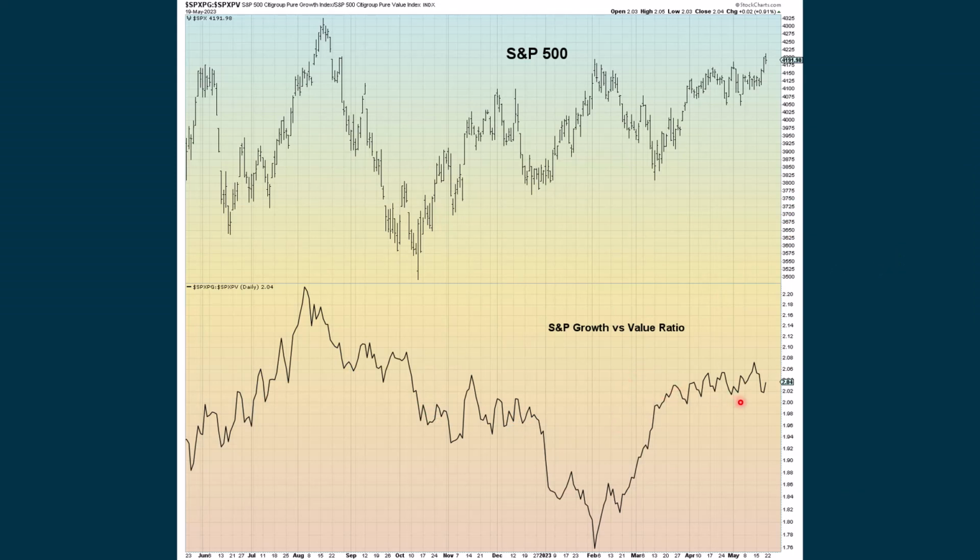And then we look at the S&P 500 and we compare growth versus value. We do this in some other charts, but this chart is designed to be longer term to give us a better perspective. And yeah, we have up times and down times, but for the most part, growth is starting to outperform value.